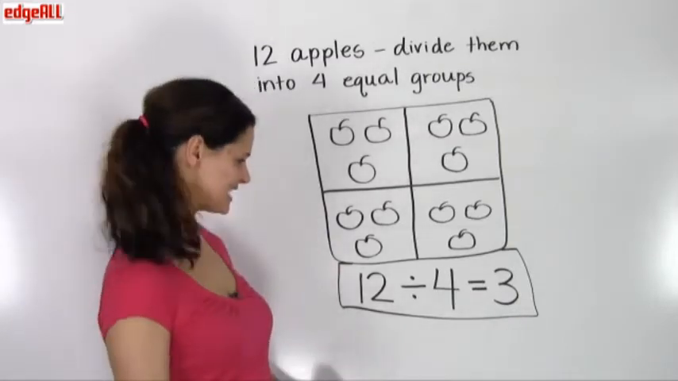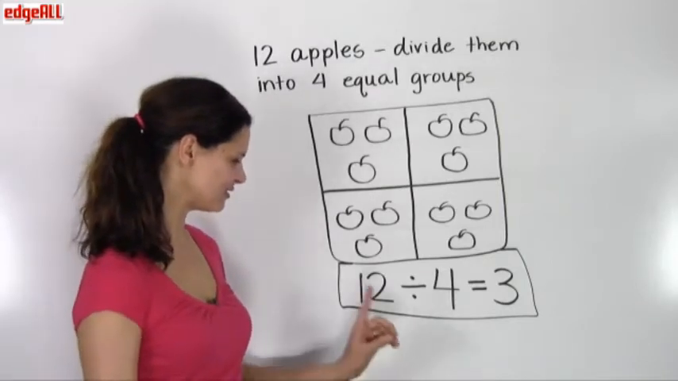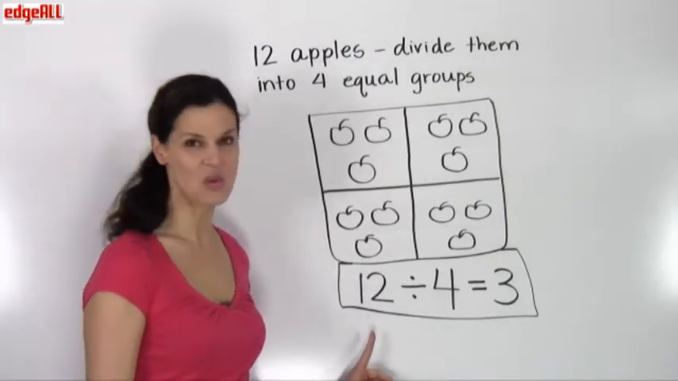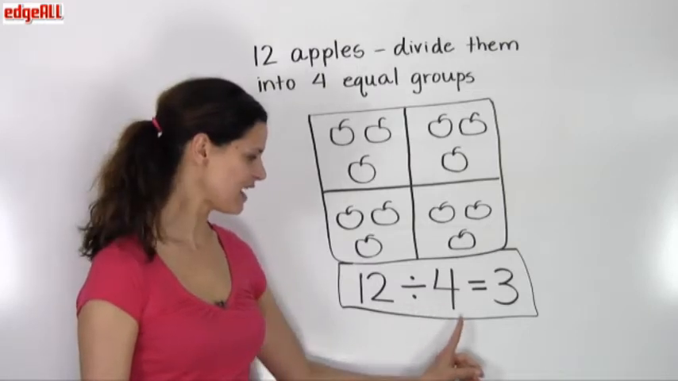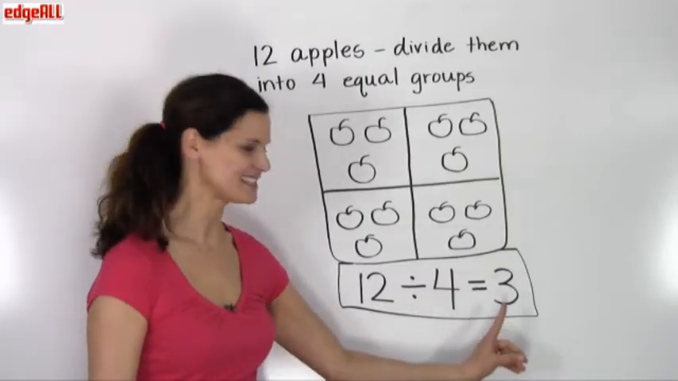And to review here, we would read this sentence as 12 divided by 4 equals 3.